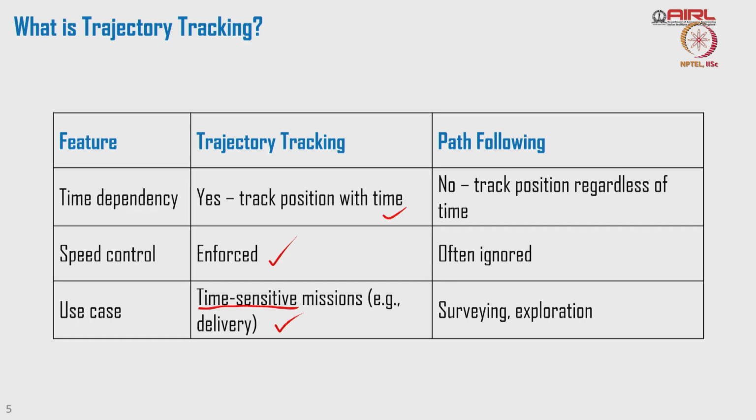What is the difference with path following? Path following has no time dependency. That means a path is given and you have to follow it. So, the specifications are not time parameterized. Speed control is often ignored in path following. Why is it enforced in trajectory tracking? Because it is time bound, right. So, use cases like surveying and exploration, which are not so much time bound missions, we can go for a path following concept, but when it comes to trajectory tracking, then there should be some speed control or velocity control concept inside.